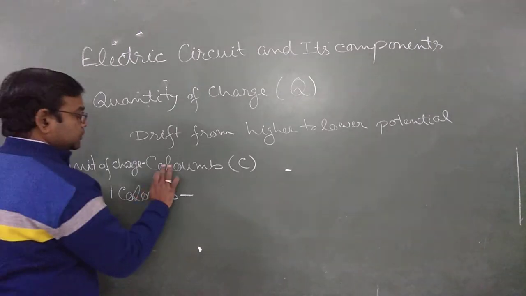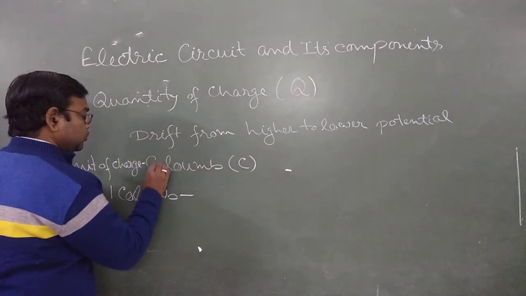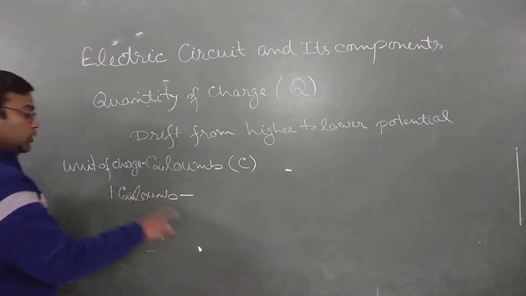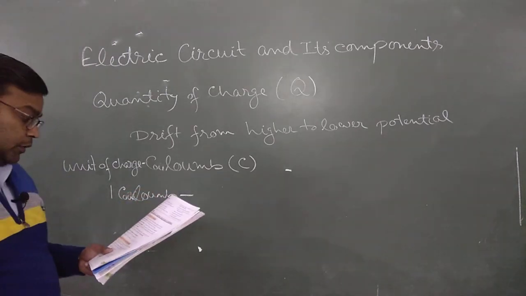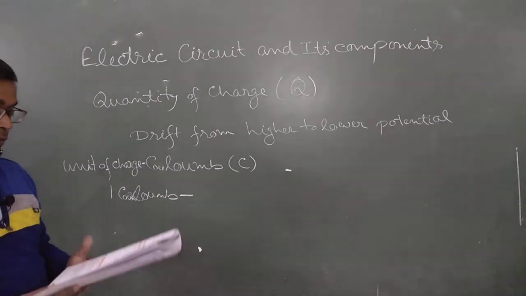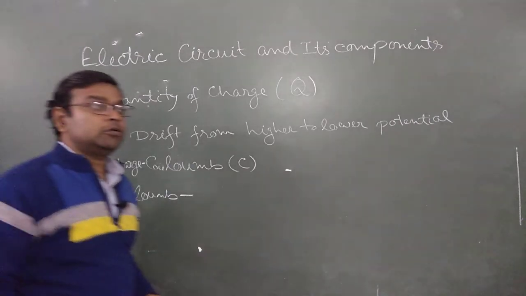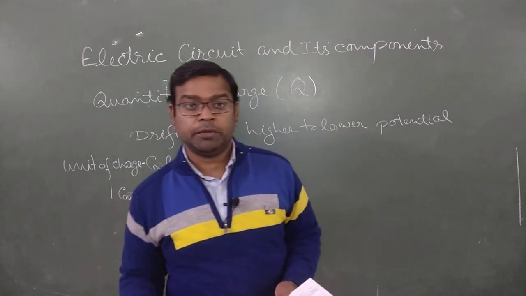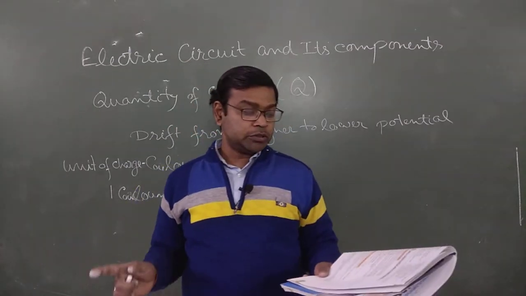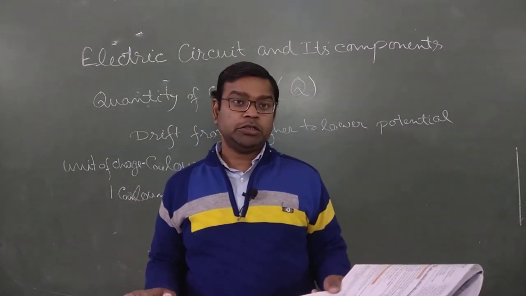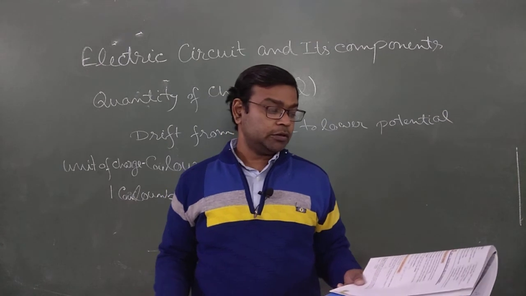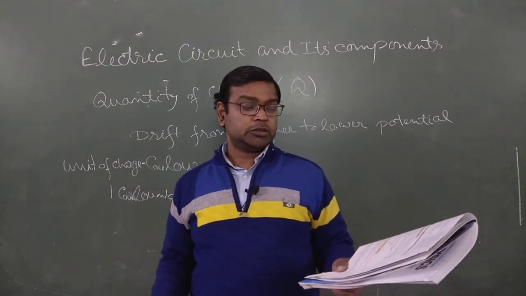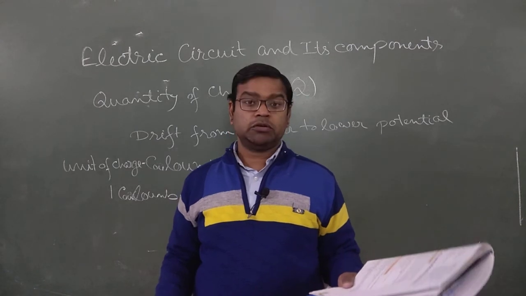I am writing this. This is the wrong spelling. It's C-O-U. Clear? Coulomb. What is the definition of coulomb? It is the amount of charge which, now coming to the topic electrolysis, deposits 0.00118 gram of silver on the cathode when passed through silver nitrate solution, and is called 1 coulomb.